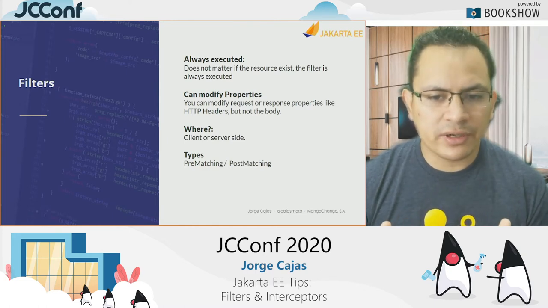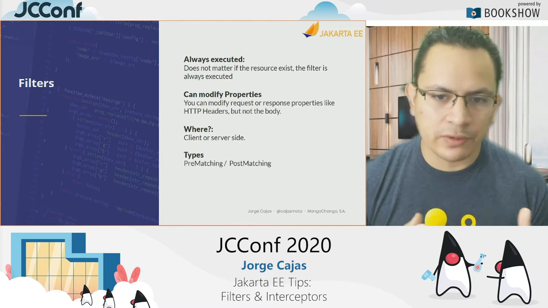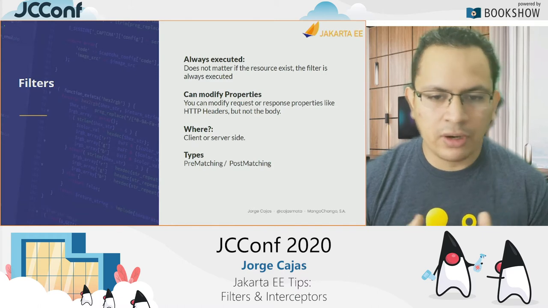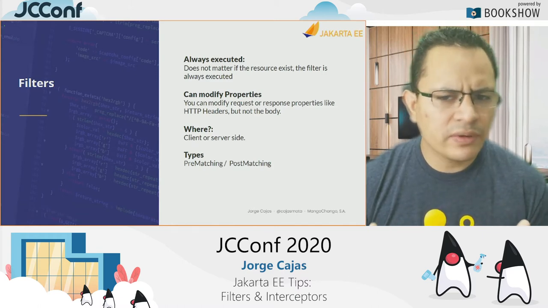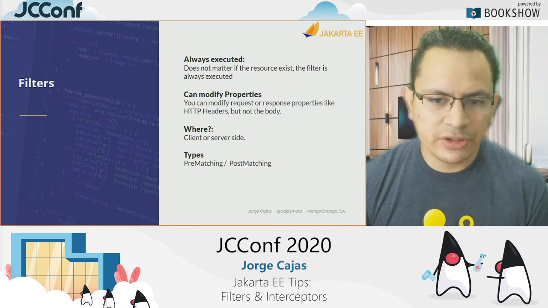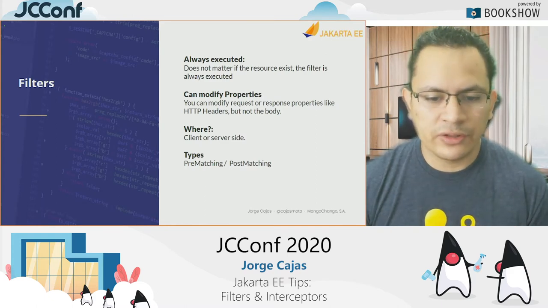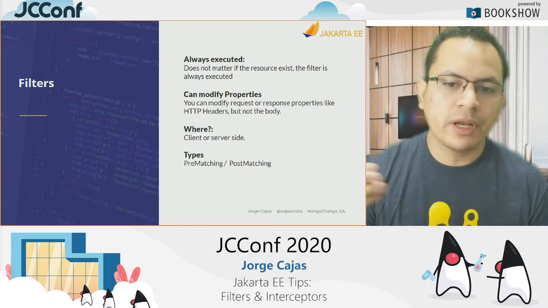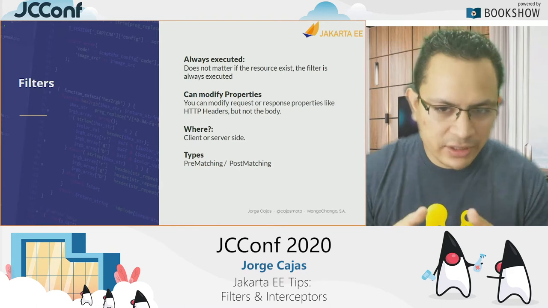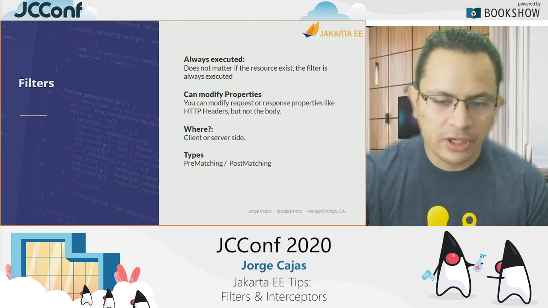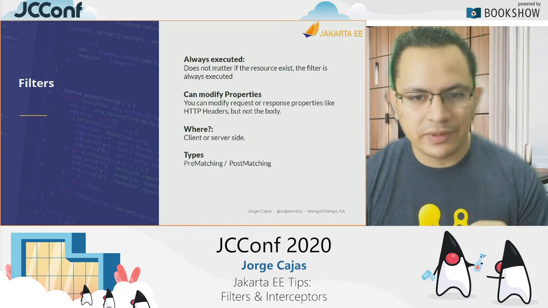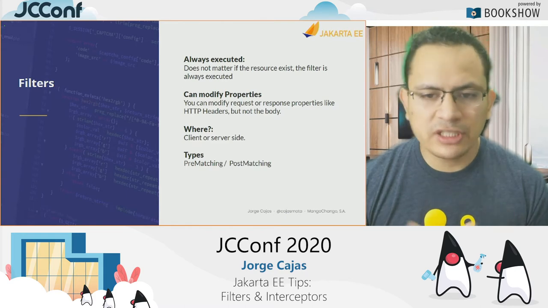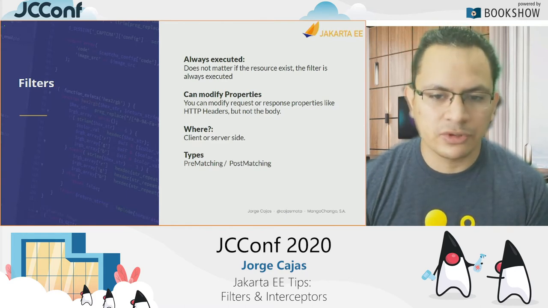What can you do with a filter? Well, you can modify some properties of the request or of the response, like the HTTP headers. You can use the filters on the client or the server side. How is that? Well, with JAX-RS, you can use it normally on the server side, exposing some endpoints, but you can also use JAX-RS to consume endpoints from external resources. So you are still on the server, but for an external resource, you are the client. And for your client, you are the server. So for JAX-RS there are two types, the client side and the server side, and you can use filters on either side in your business logic.